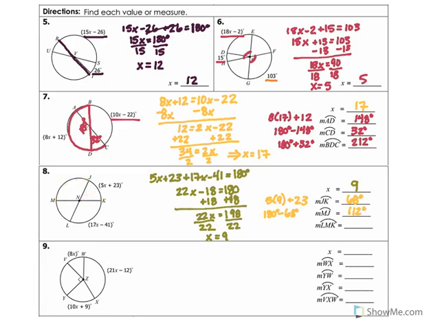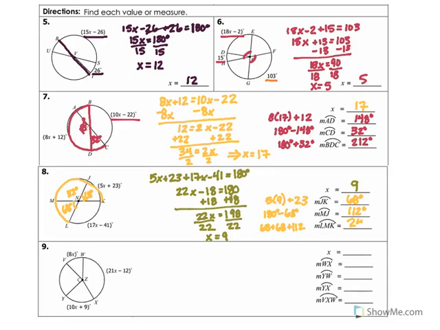Now we need the measure of arc LMK. So LMK, JK and ML are vertical angles, and we know JK is 68 degrees. So that means this is 68 degrees. And we know that MJ is 112 degrees, so we just need to add all of those together. And we should get 248 degrees.